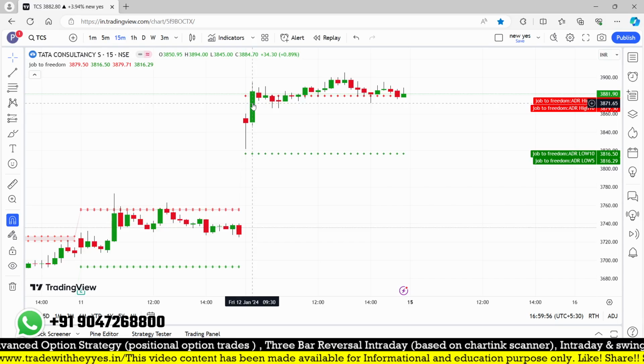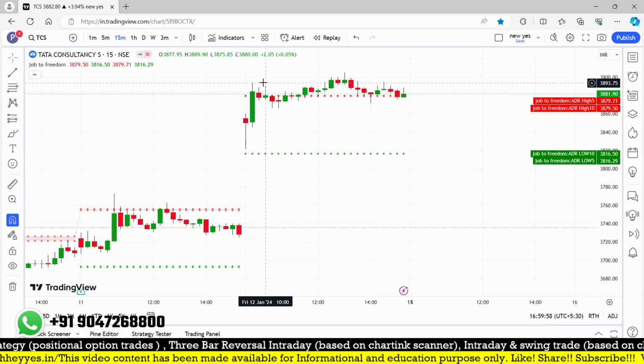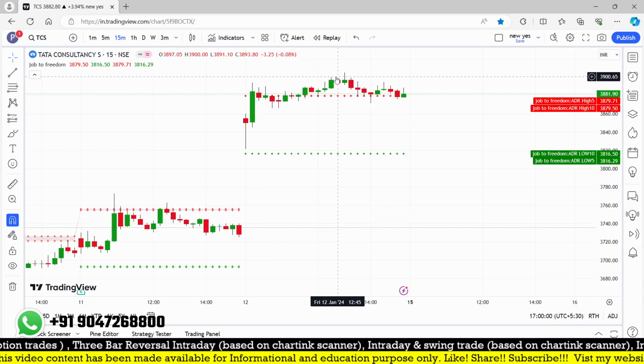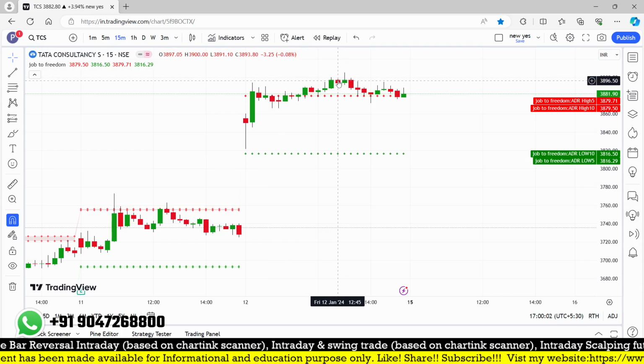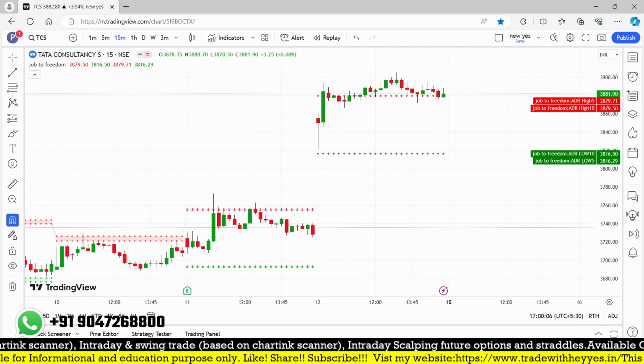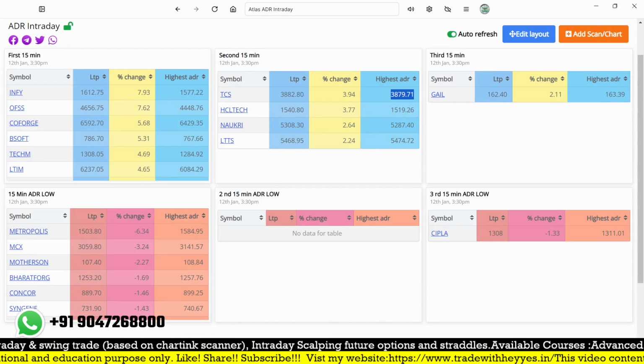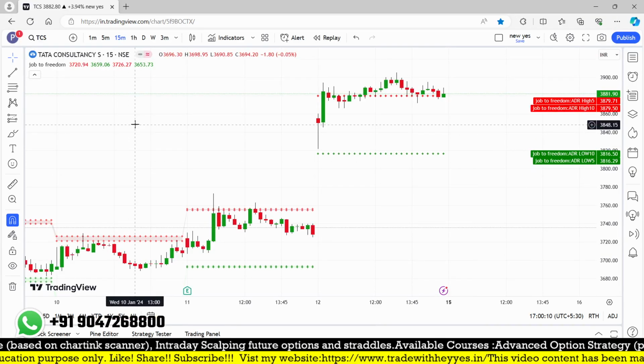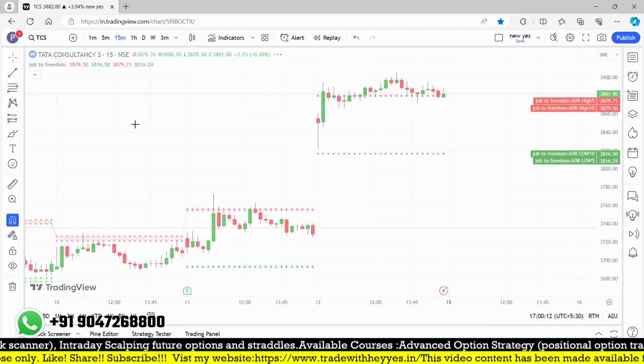Okay, so after the breakout, to filter out some failure signals, if that stock has closed above the ADR high, I should wait for the high to break. Maybe the high is broken around 12:45 to 1 o'clock. It is not a good time for an intraday. But if it breaks immediately, we have many stocks like that. TCS has not broken immediately. HCL Tech, we look at the second 15-minute candle.